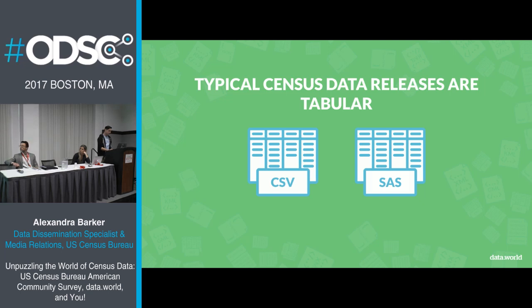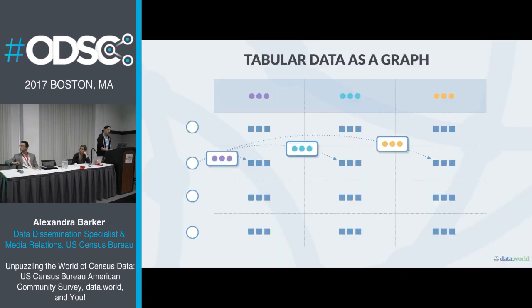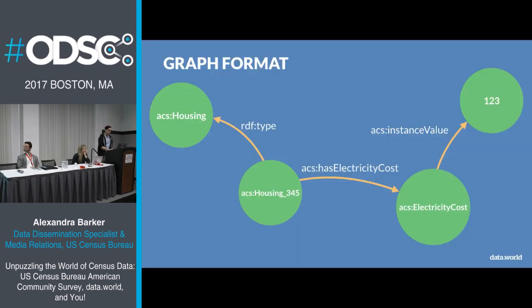So typical census data releases are tabular, and it's pretty easy to make tabular data into a graph. Basically, each of your rows is a subject, each of your columns is a property or a predicate, and then each of the values is an object. And so you can make objects. Objects can be concepts themselves. Like turkey, for instance, was both the subject and the object of triples. It can be a raw value, or it can be a node in another graph.